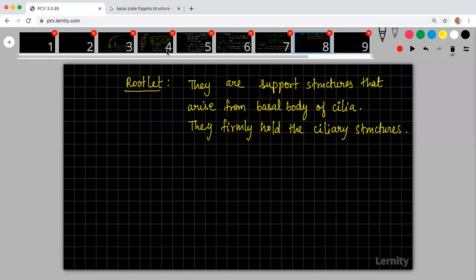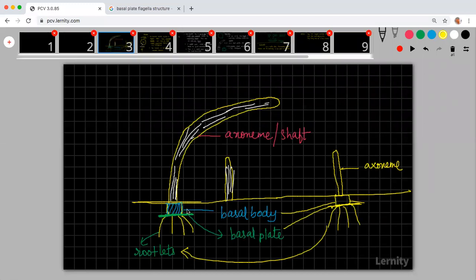So I have told you that there are 4 parts here. The basal plate will be more like a boundary. So you have axoneme or shaft, you have a basal body, you have a basal plate, which is also called a basal foot, and then you have rootlets. This basal plate is nothing but a covering kind of structure.